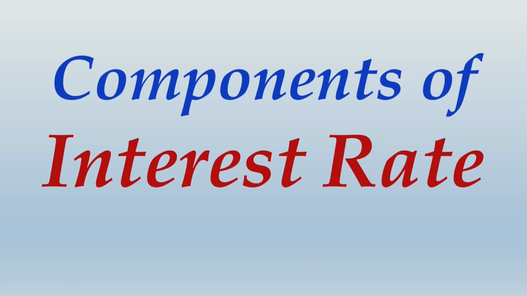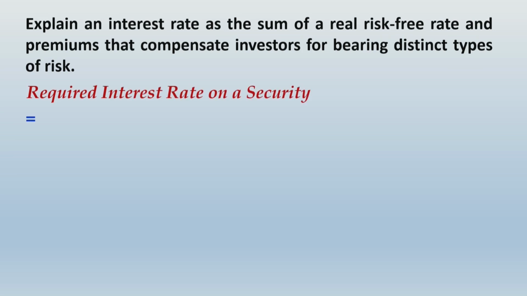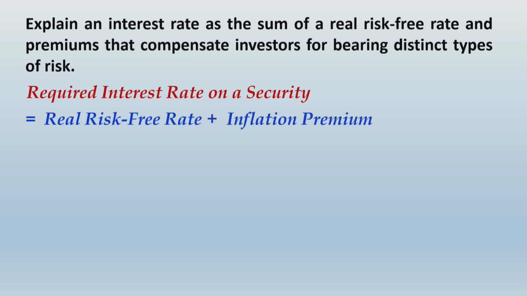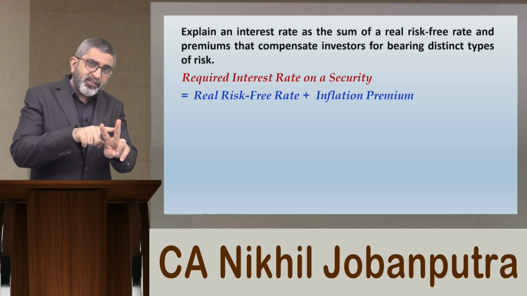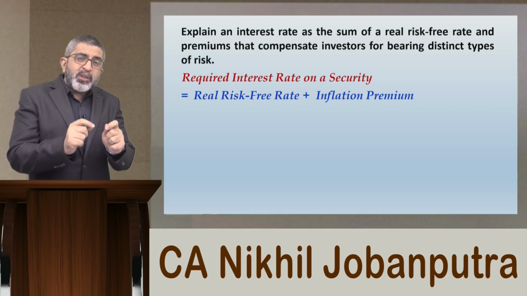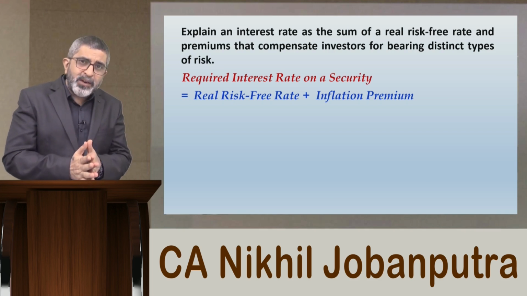So once you have written this heading, components of interest rate, let me put forward this as a question, that is, explain an interest rate as the sum of a real risk-free rate and premiums that compensate investors for bearing distinct types of risk. So the required interest rate on a security will be the real risk-free rate plus the inflation premium and plus the adjustments towards the risk. As I have explained to you earlier, we have two types of risk-free rates. One is the real risk-free rate, one is the nominal risk-free rate. What is the difference between these two? Once you carry out the adjustment of inflation on the real risk-free interest rate, it becomes a nominal risk-free interest rate.